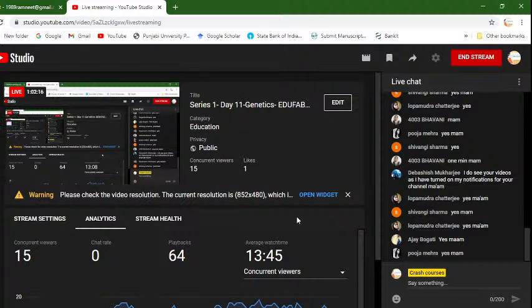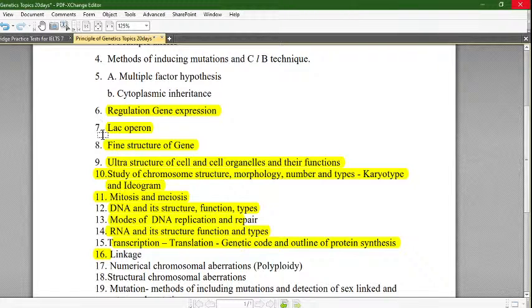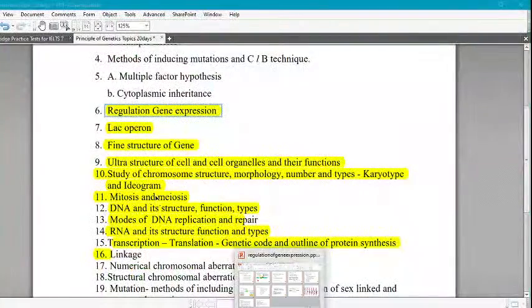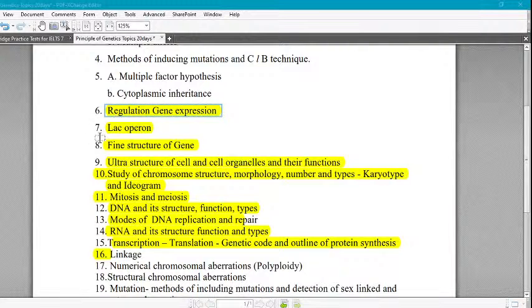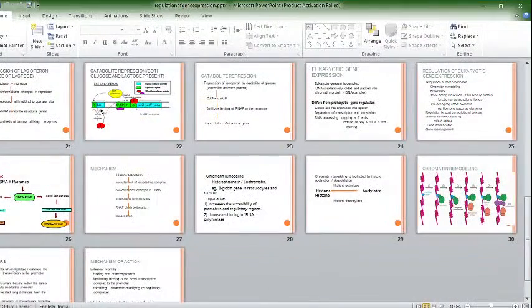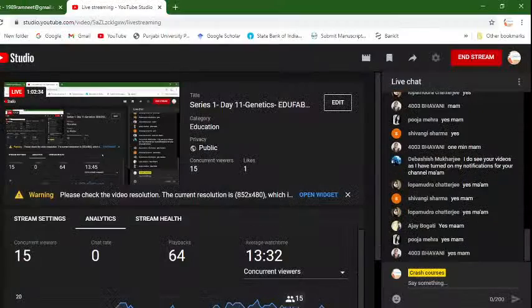Okay. So shall we continue the next topic which is there, which is regulation of gene expression. This is also related with this lac operon. After it, your topics 6, 7 and 8 will be completed. So shall we start the regulation of gene expression also? Please let me know.